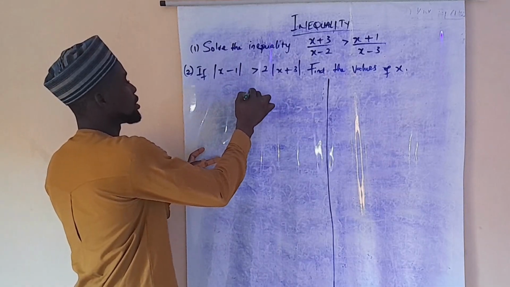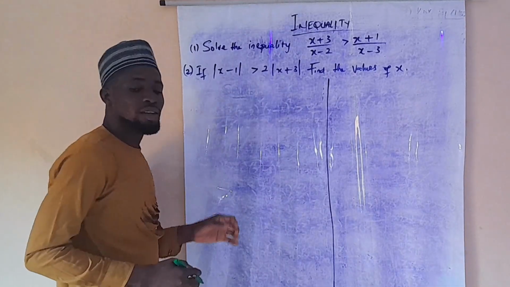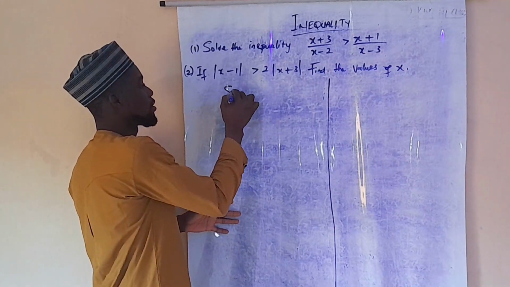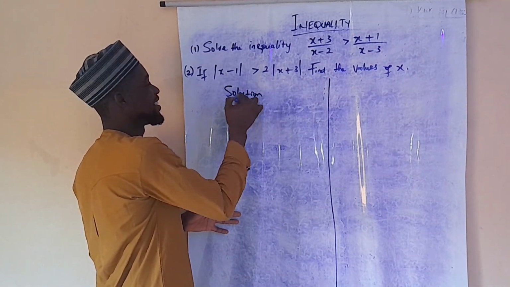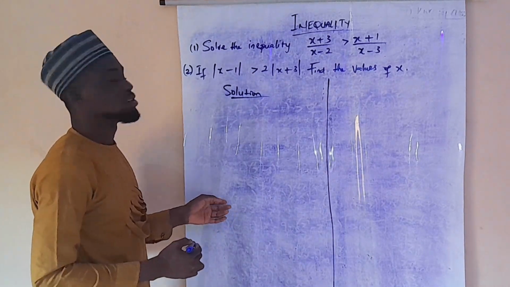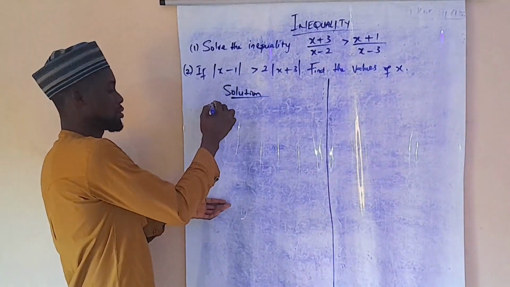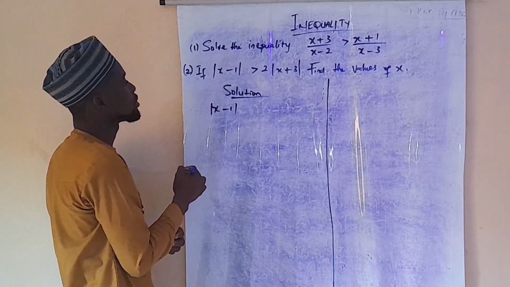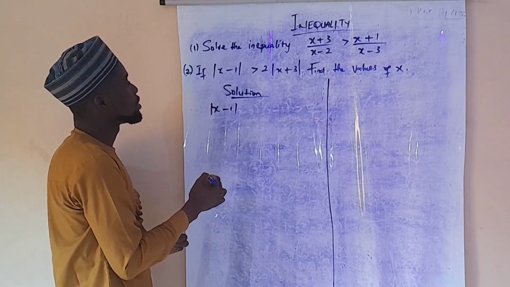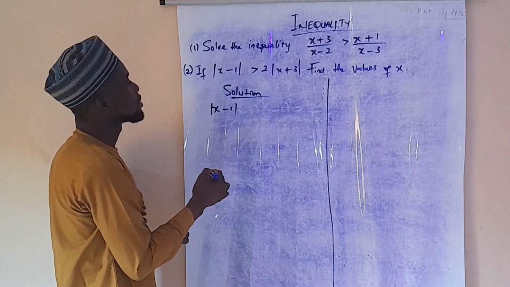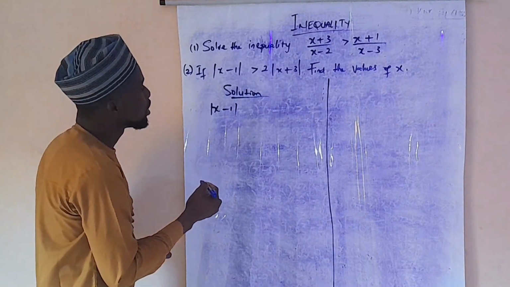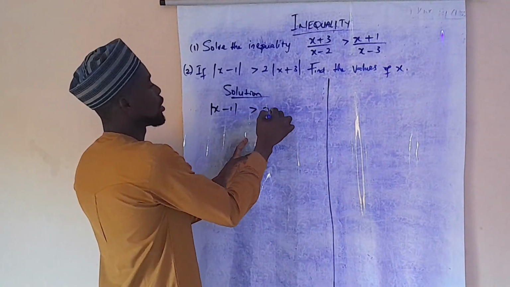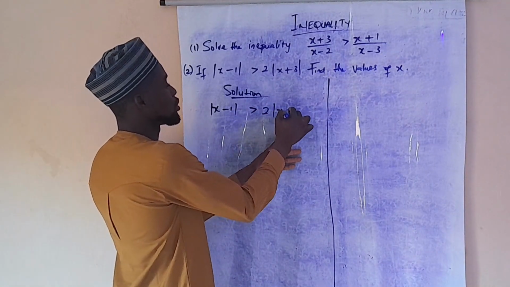Okay. Solution. Very good. Number 2, we have the absolute value of x minus 1 to be greater than 2 times the absolute value of x plus 3.